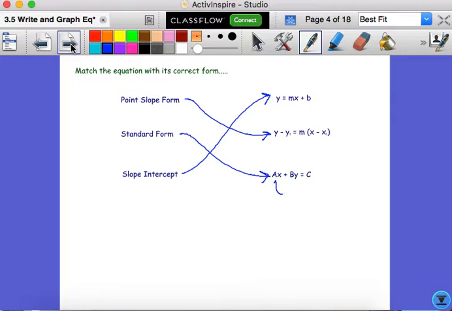The one thing you want to keep in mind when we're in standard form, we want to have a non-negative a value, and we want to make sure that we have no fractions or decimals. So in other words, we want to make sure we have whole numbers. So that's kind of two of our rules for standard form. Otherwise, the other formats can have any components that they need.